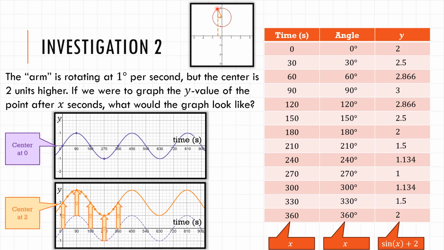So what happens when you move a circle up or down? When you move the center of it up or down by a certain number of units, it looks like that changes the midline. The midline used to be at 0. Now it's at 2. And of course, the sine wave moves up and down comparatively to the midline.